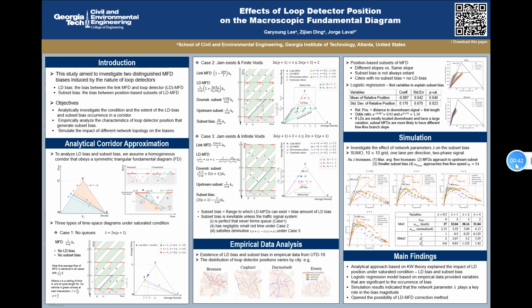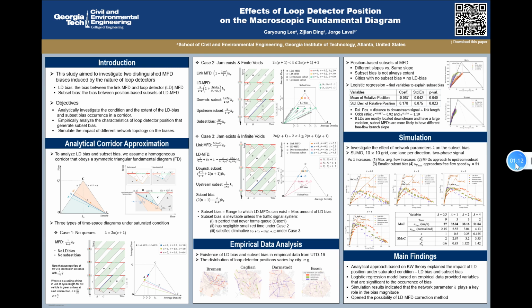After that, we will use three different methods to investigate the effect of these two MFD biases: the analytical methods, empirical data analysis, and the traffic simulation. For the analytical methods, we assume a homogeneous corridor that has a symmetric triangular fundamental diagram, and we assume three different types of time-space diagrams on the saturated condition.